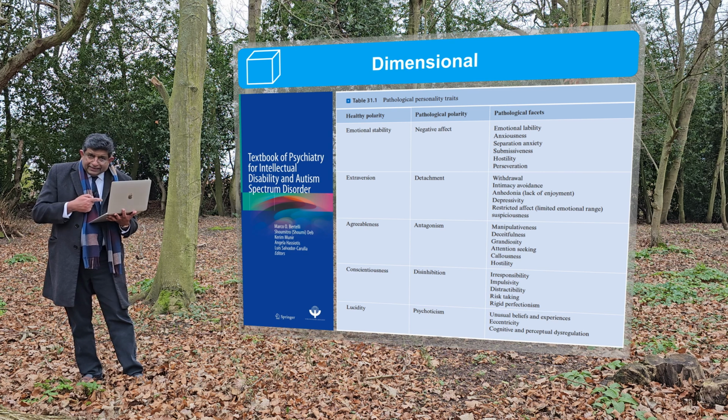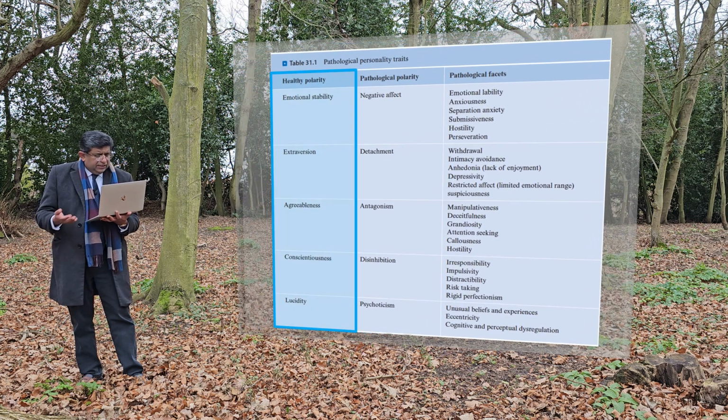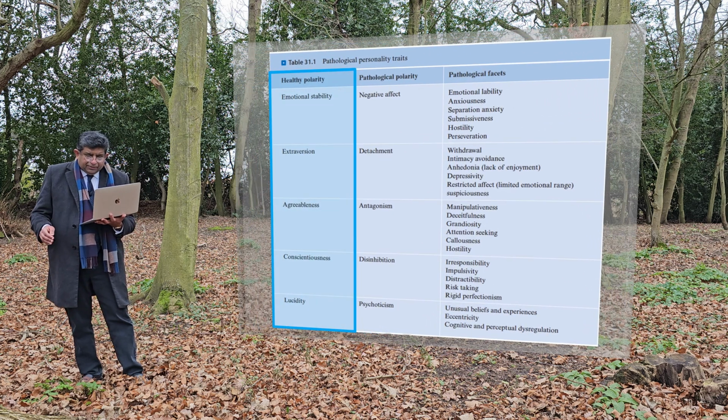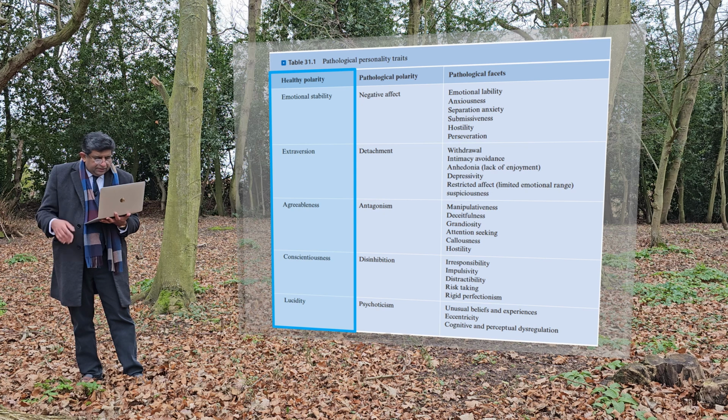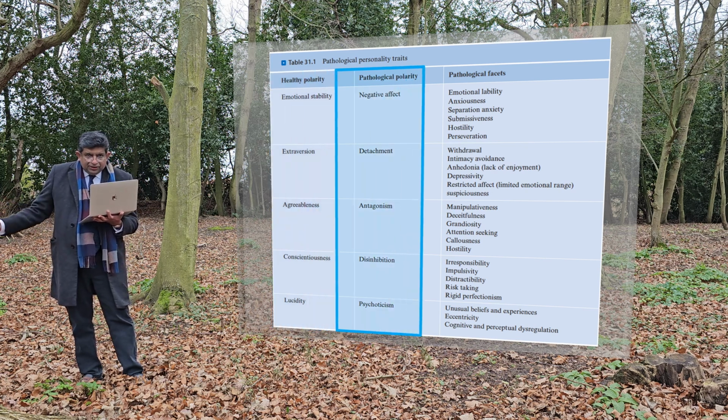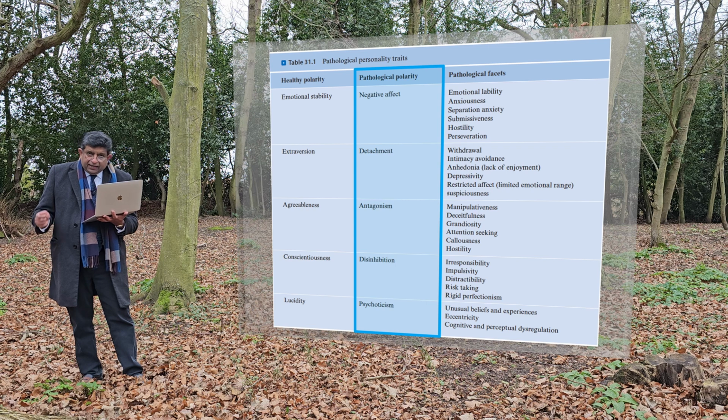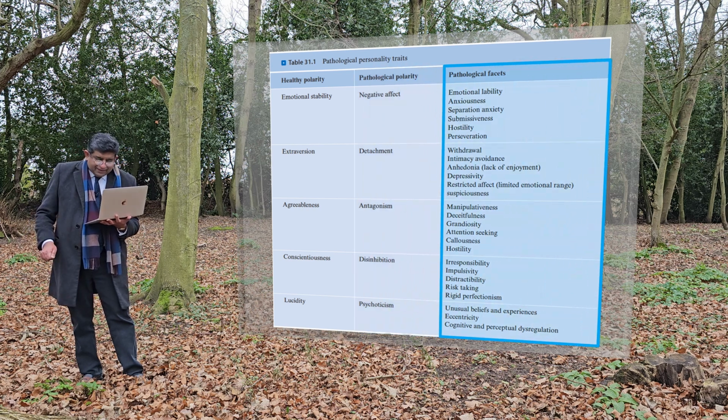What that table does is to examine each of the dimensions. So the first column is titled healthy polarity. Emotional stability is the term used instead of neuroticism. And then there is a pathological polarity at the other end. And what are the pathological facets?